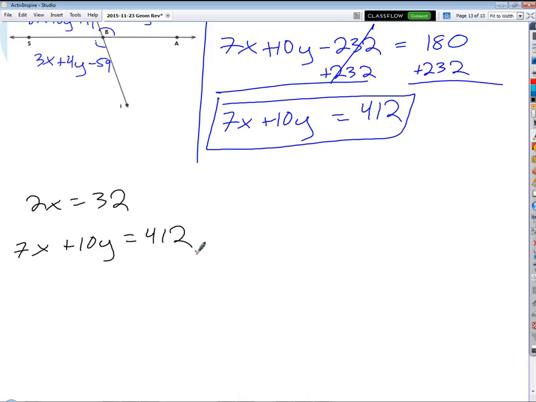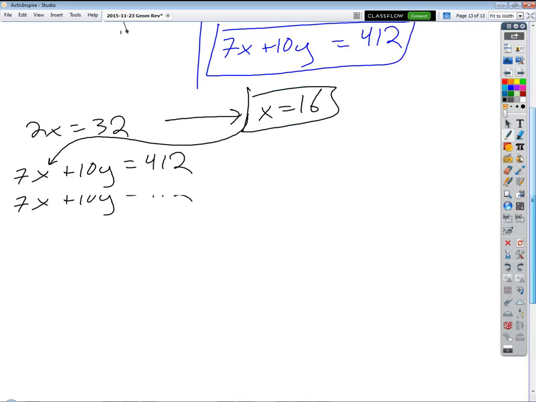What can I do with this top equation? If I solve for x, what do I get? Oh, you have a question? No, I don't have a question yet. Okay, never mind. So what do I get there if I solve for x? 16. Good. So I get x equals 16. So there's my substitution. I know the value of that variable. Plug it into the other one. We're halfway there. If I plug in 16 for x, what do I get?